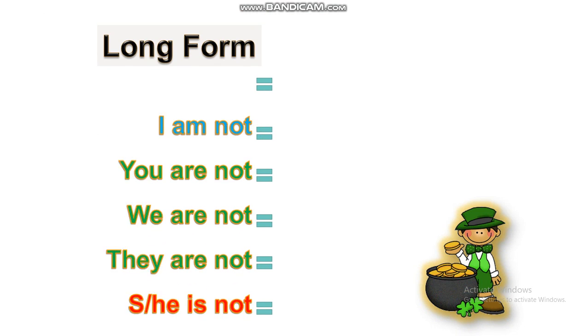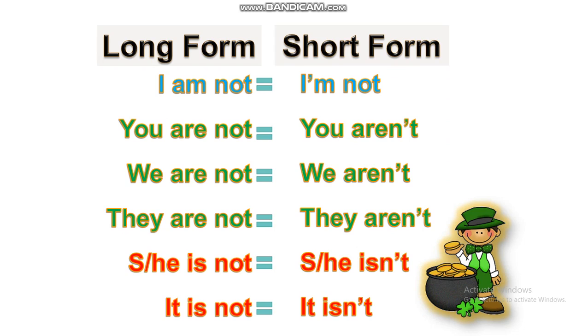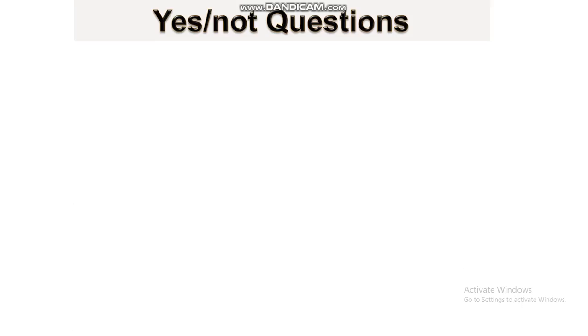And there's a long form. As you can see, I am not, are not, and is not. While the short form, I'm not, we cross out the a and add an apostrophe. So you are not, you aren't, we aren't, and he and she and it isn't.